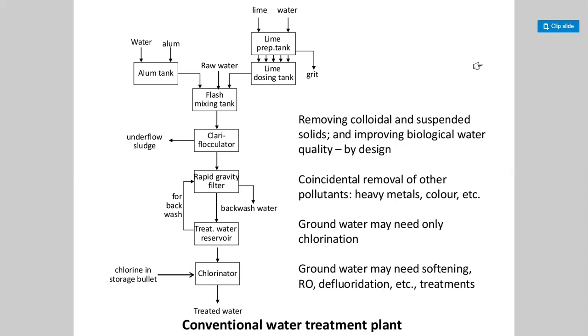So, guys, here we have the water, an alum tank, and a lime preparation tank. Here, a lime dosing tank. So, raw water goes to a flash mixing tank and an upflow clarifier flocculator, a rapid gravity filter, with backwash water, then the treated water reservoir or chlorinator, and a chlorine storage bullet, and treated water. The picture indicates a conventional water treatment plant.